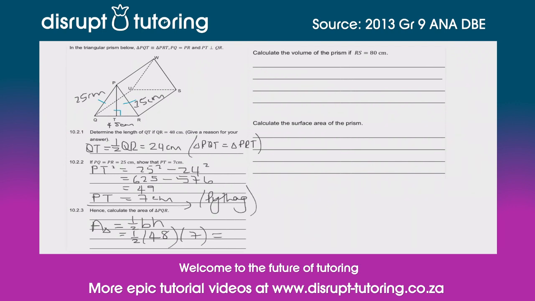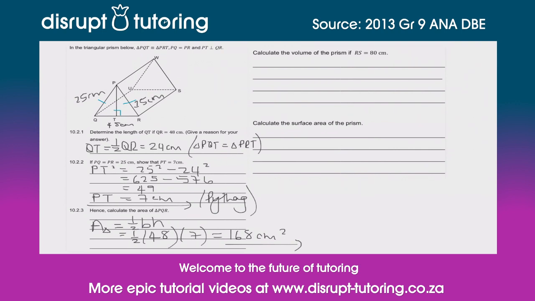And that is then going to be 0.5 times 48 times 7, which is going to give us 168 centimeters squared. All right, so that's the answer to that question. Moving on to the next one.